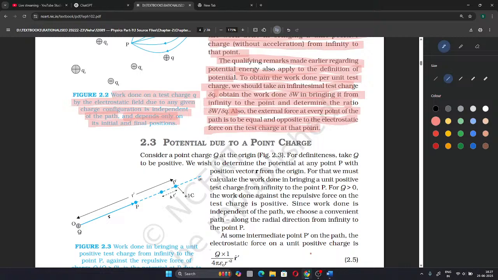They are taking a small charge. Also, the external force at every point of the path is to be equal and opposite to the electrostatic force on the test charge. This is the point we saw in the potential energy in the first case itself, where F external equals negative of F electric.